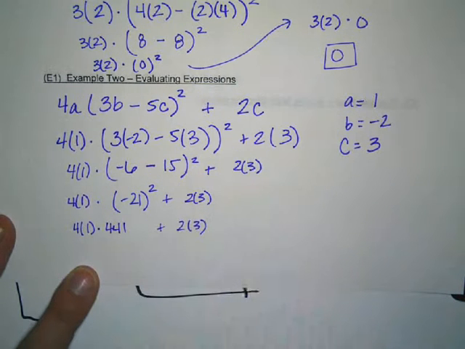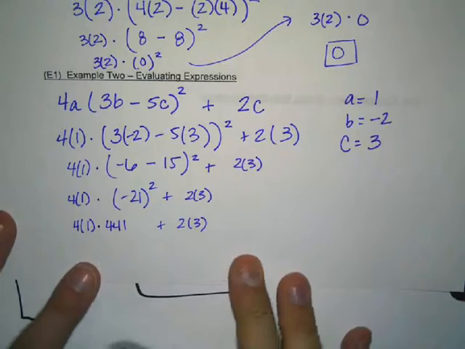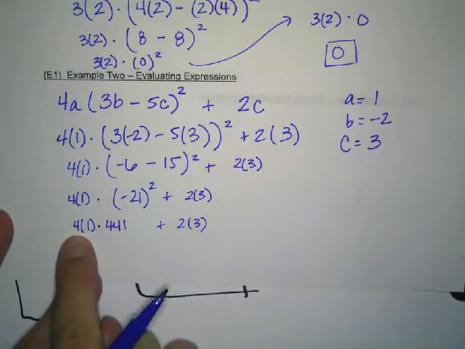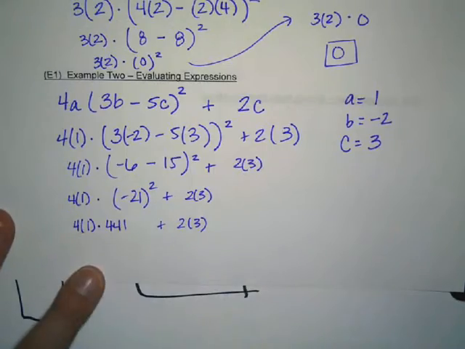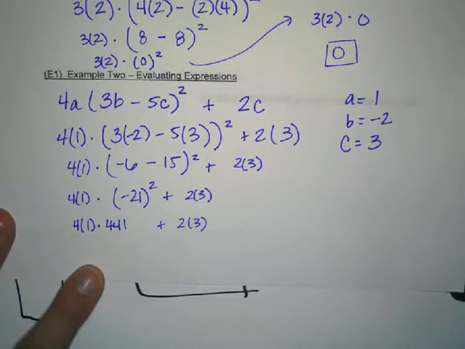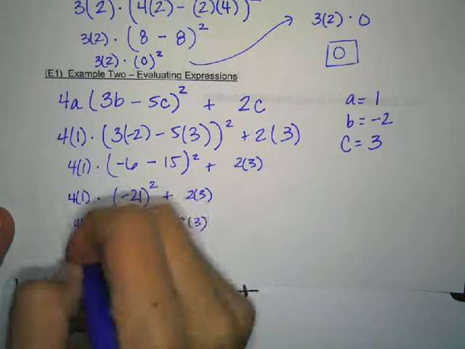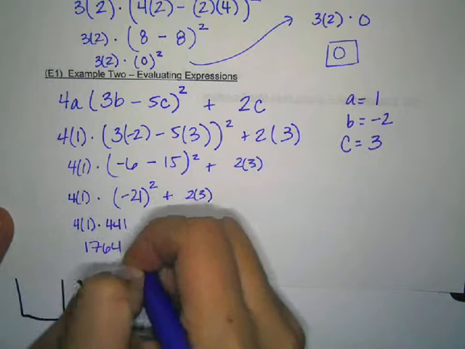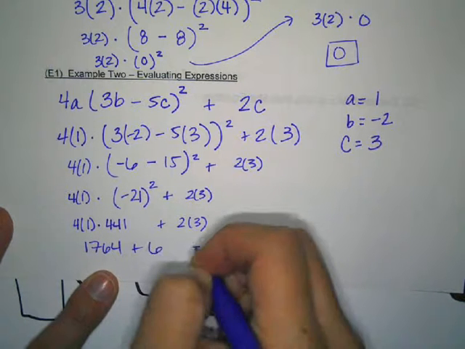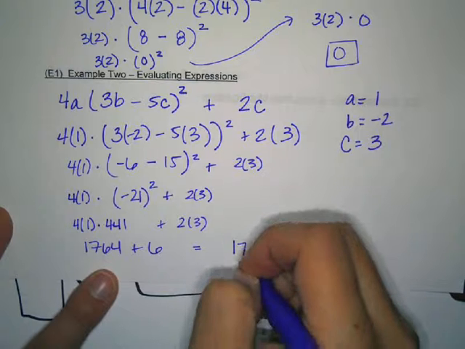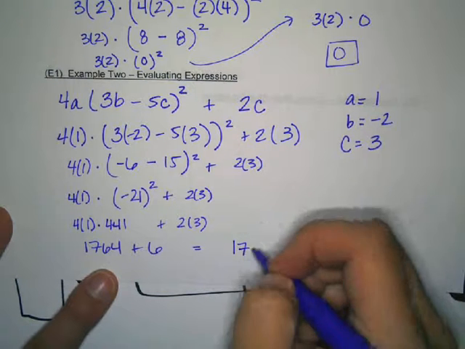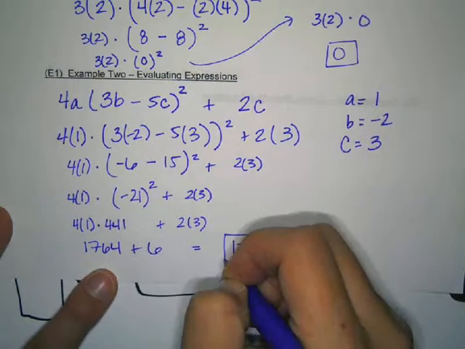Okay, and then we take care of multiplication left to right. So this would be 4 times 1 times 441, which gets me a pretty big number. Again, 1,764. 2 times 3 gets me 6. So my final answer would be 1770 at the end.